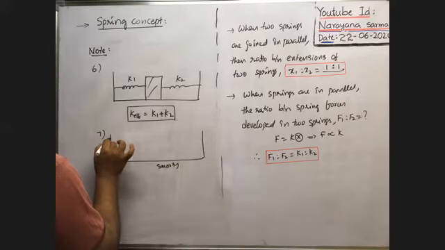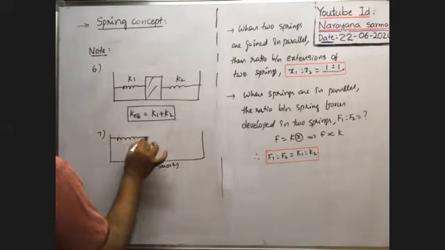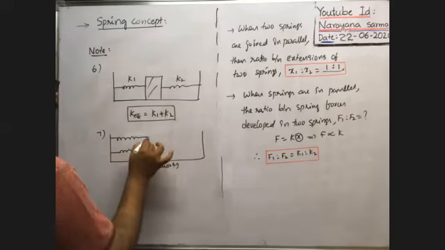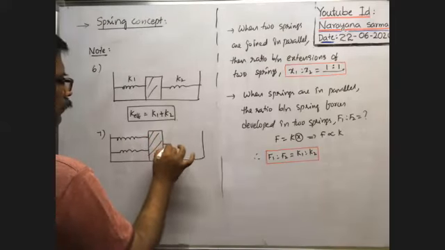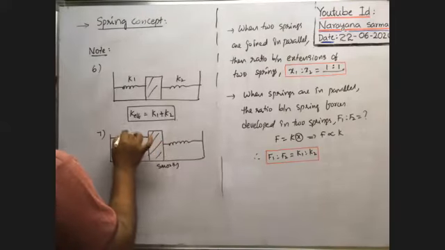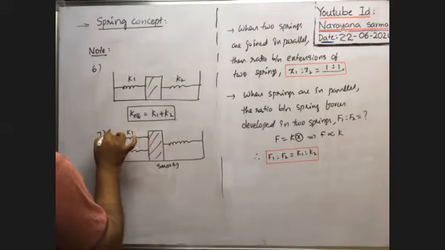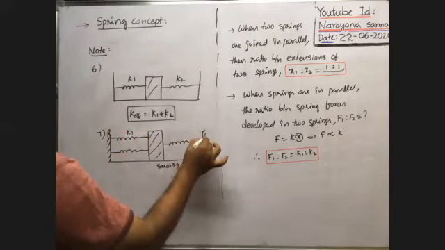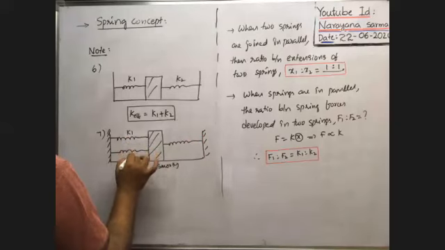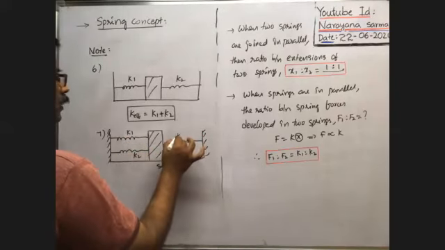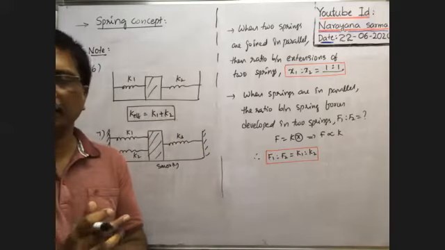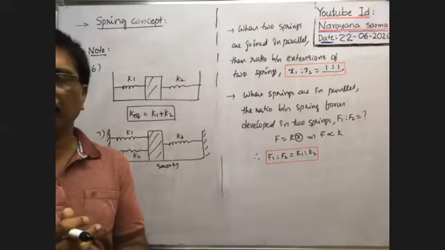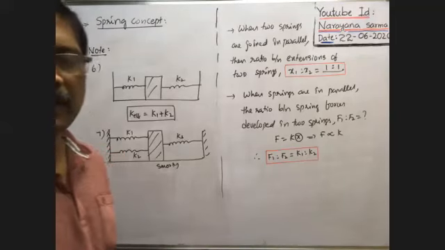When two springs, three springs are connected, as in the diagram. Here these two springs have spring constants K1, K2, and this one has spring constant K3. Then what is the effective spring constant, they may ask?